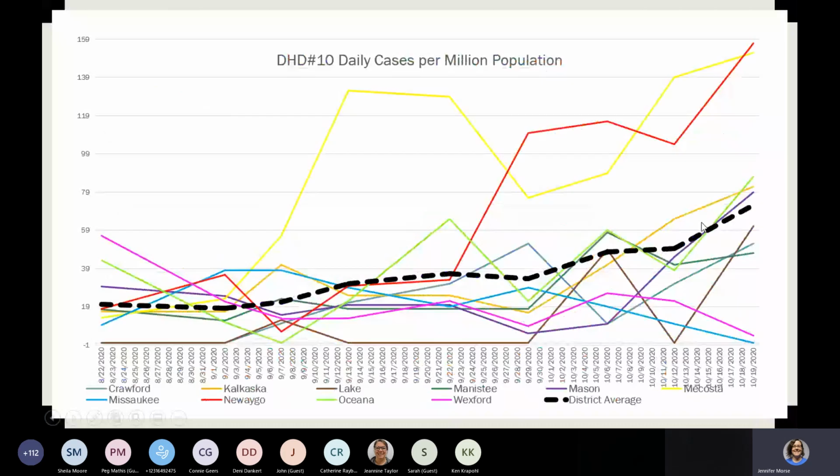This is District 10. Again, the district as a whole has seen a steady increase. We've seen Wexford has had some more of an increase lately. Kalkaska as well. Kalkaska really has not had great numbers. It's just, population-wise, they're smaller, so cases per population can seem greater. The others have pretty much followed the trend. Most of them have been increasing gradually. A couple have actually gone down recently, but again, they have relatively few numbers overall. So a few cases here and there can make a big difference in averages.